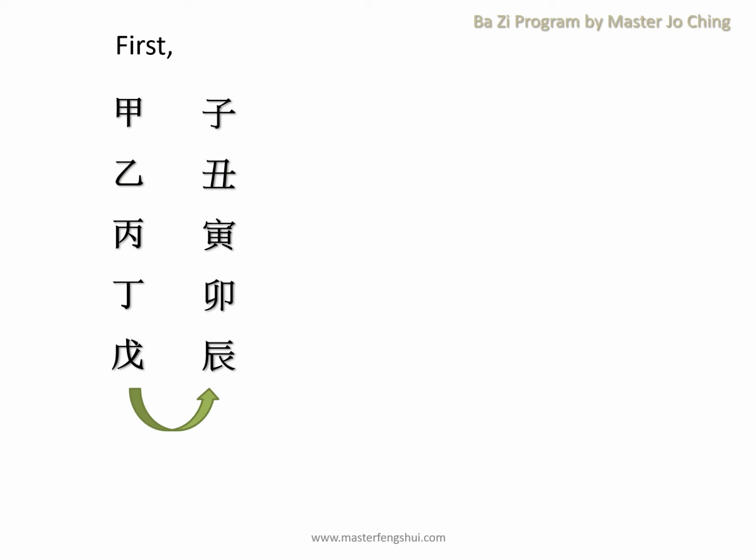You cannot have a pillar that is known as 甲丑. No such thing as 甲丑. Or there's no such pillar known as 乙寅. That means 乙 wood and tiger branch. No such pillar. Understand? So let's continue.